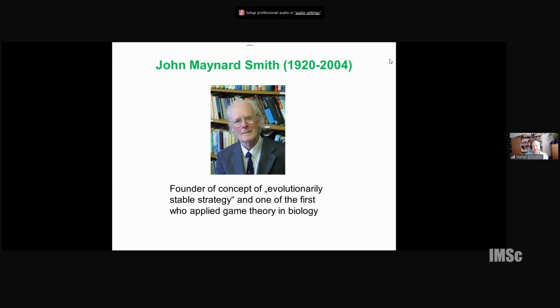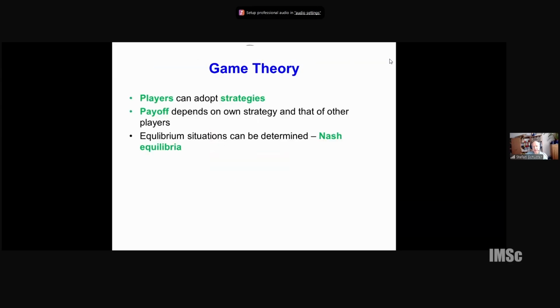He worked in Britain, and he was the founder of the concept of evolutionary stable strategy, which is in a sense an extension. I will come to that later. He was one of the first who applied game theory in biology, because John von Neumann didn't apply it in biology. The basic concepts in game theory are players which can adopt strategies.